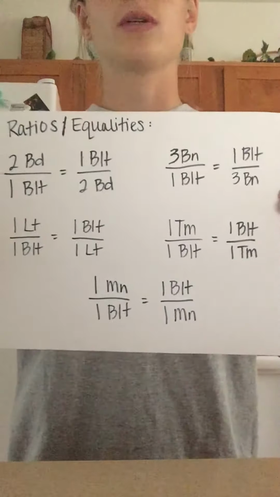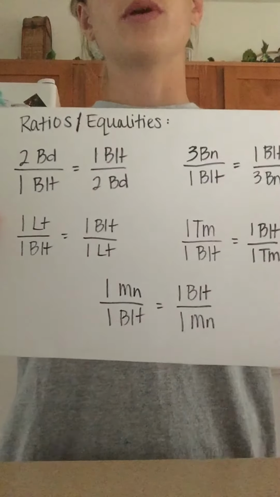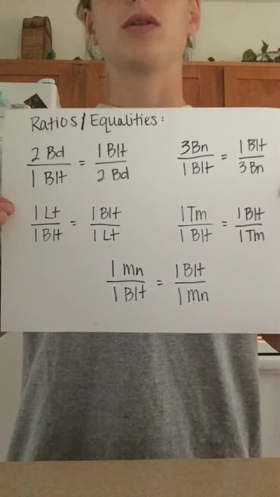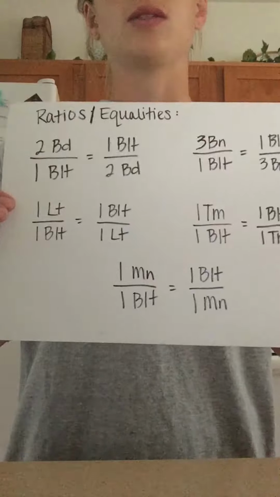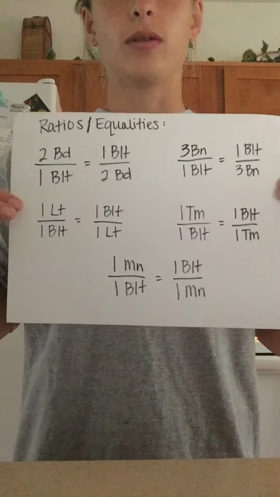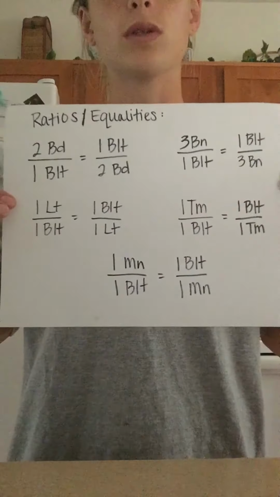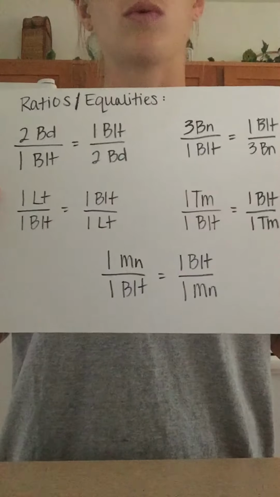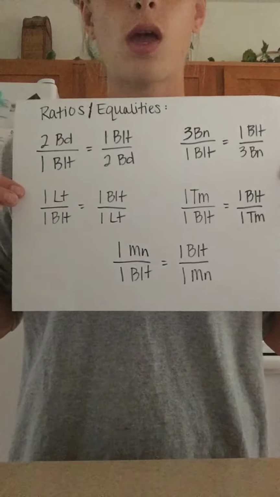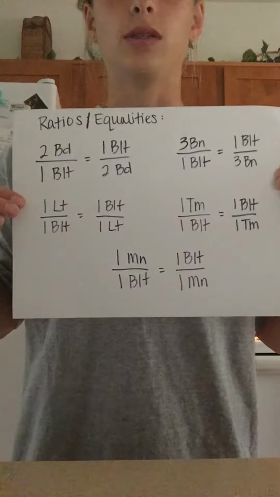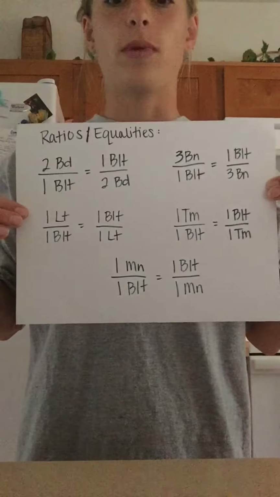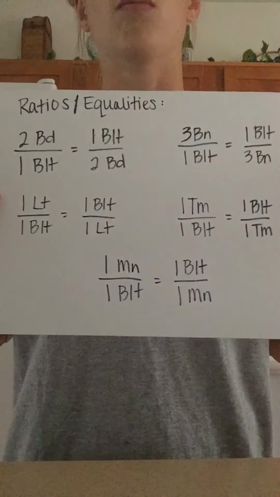So the ratios and equalities we're going to be using today are 3 bacon over 1 BLT equals 1 BLT over 3 bacon, 2 bread over 1 BLT equals 1 BLT over 2 bread, 1 lettuce over 1 BLT equals 1 BLT over 1 lettuce, 1 tomato over 1 BLT equals 1 BLT over 1 tomato, and 1 mayonnaise over 1 BLT equals 1 BLT over 1 mayonnaise. Keep in mind that these are moles.